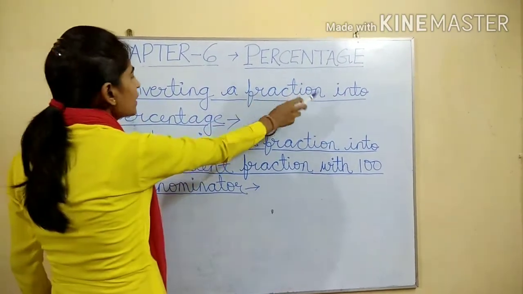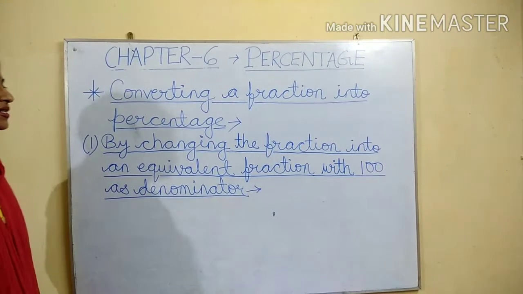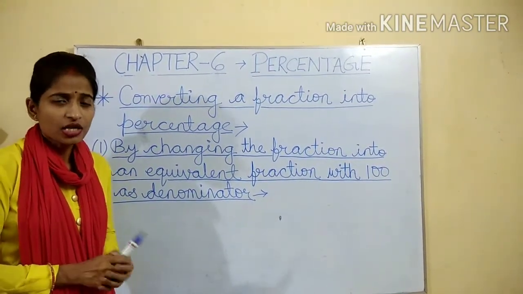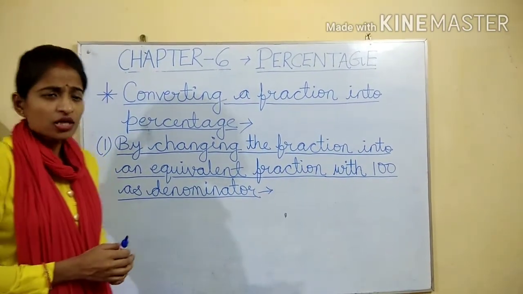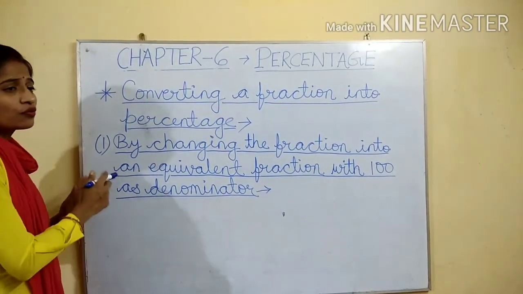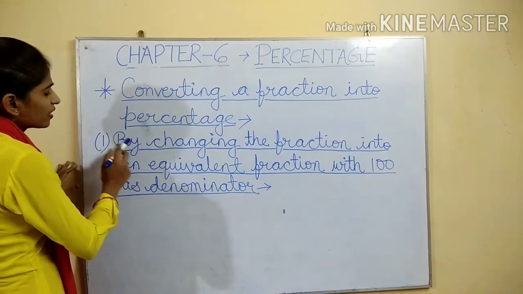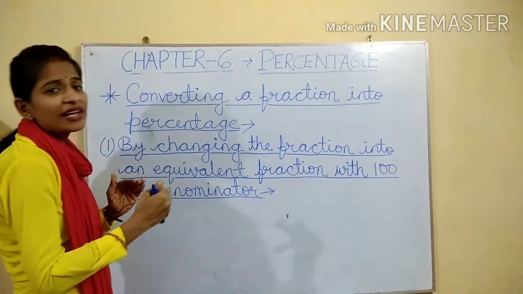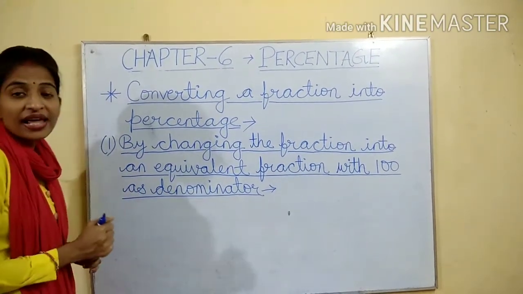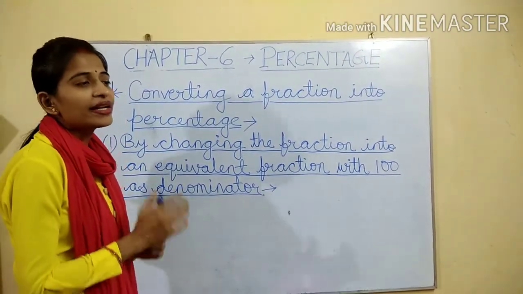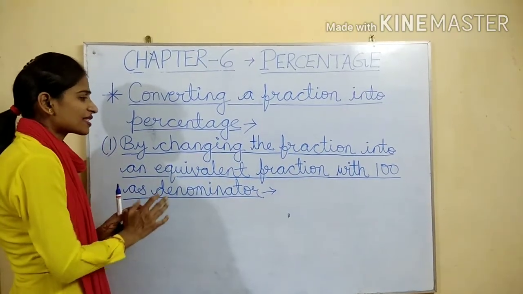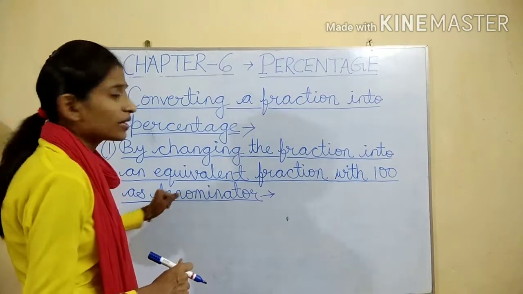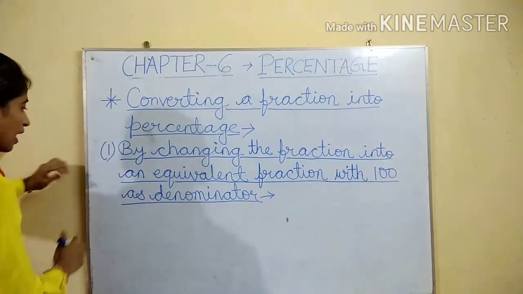Converting a fraction into percentage. How will we convert a given fraction into percentage? So there are two methods. First we will discuss the first method. First method is by changing the fraction into an equivalent fraction with 100 as denominator. It means for the given fraction we will find an equivalent fraction with denominator 100.